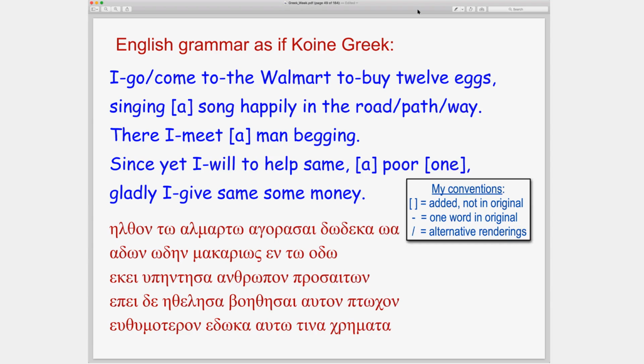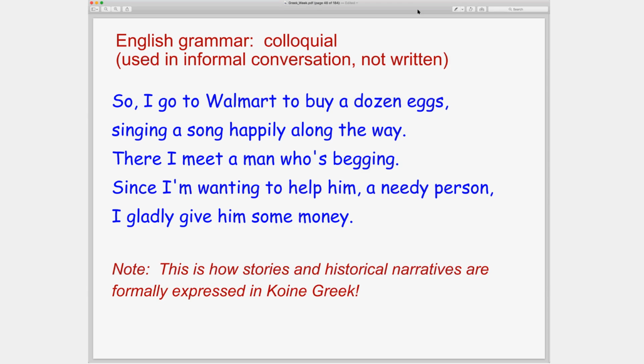Right, and I want to make sure this is clear. It's very important that the way we speak, at least in American English, like I said in this last slide. So, get this. I go to the Walmart, and I'm going to buy a dozen eggs. And I'm singing this song as I go in, and I meet this guy. All of this I'm saying in the present tense. Present tense verbs. It's informal in English, but that's the only way that historical narratives are done in the Greek.